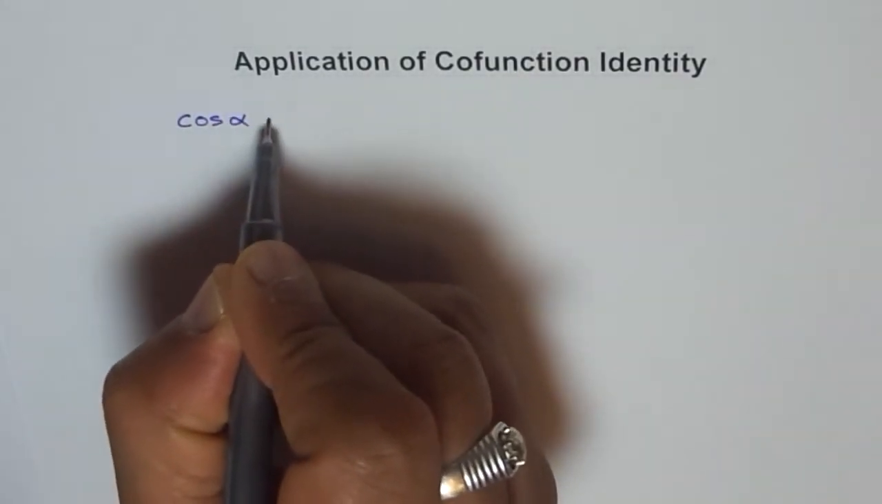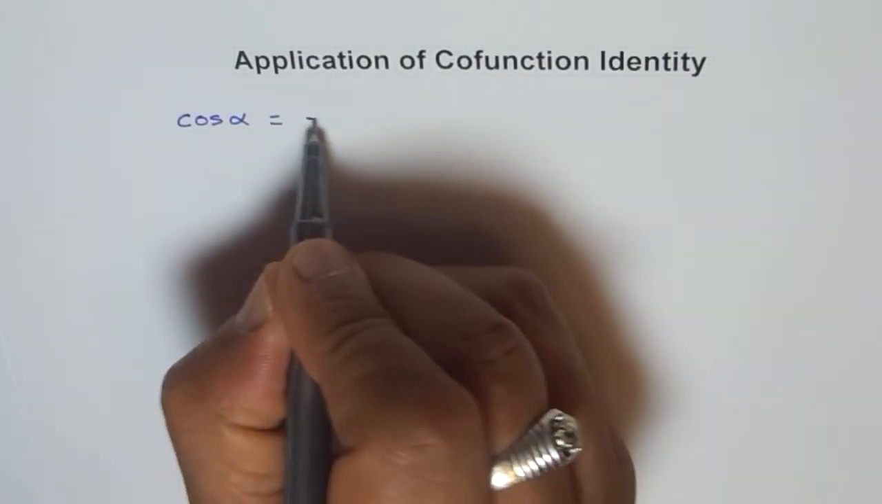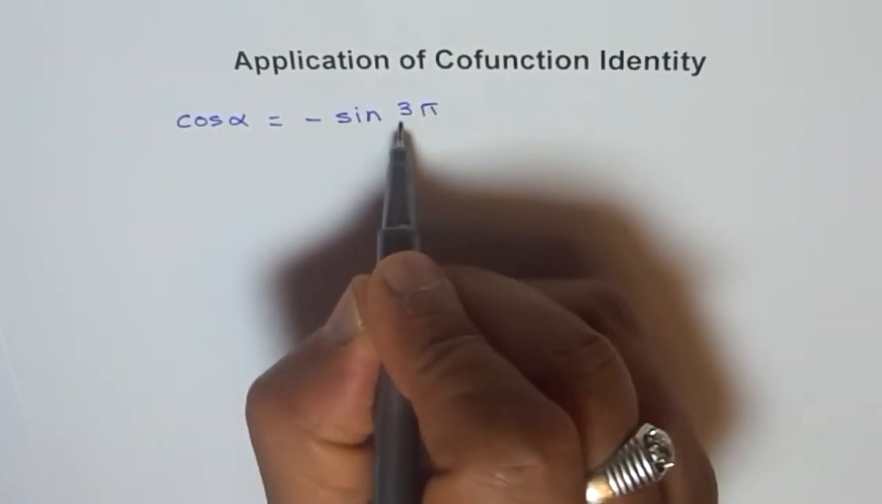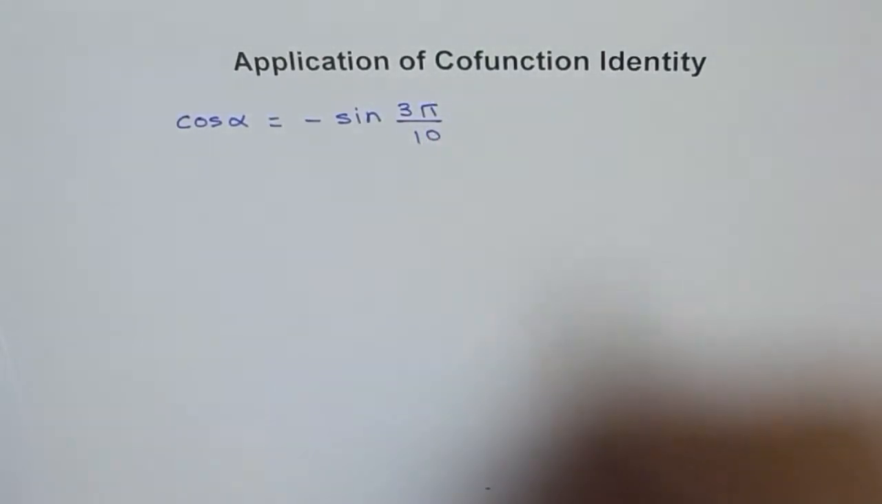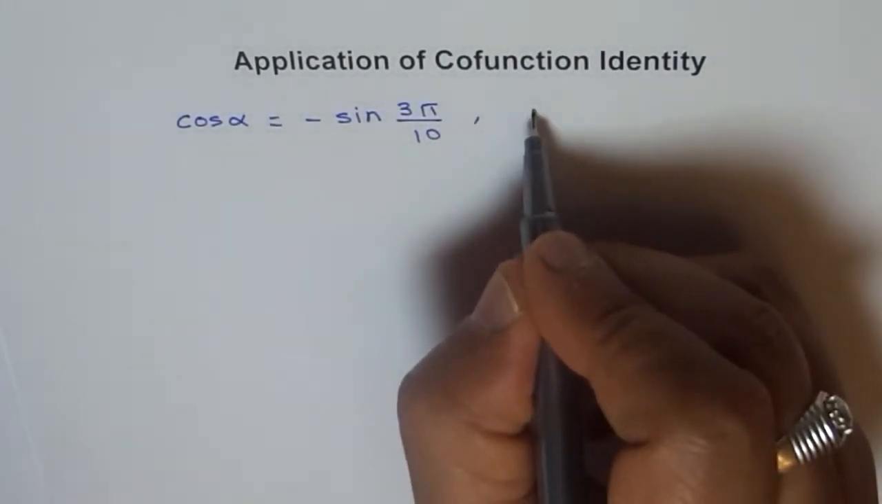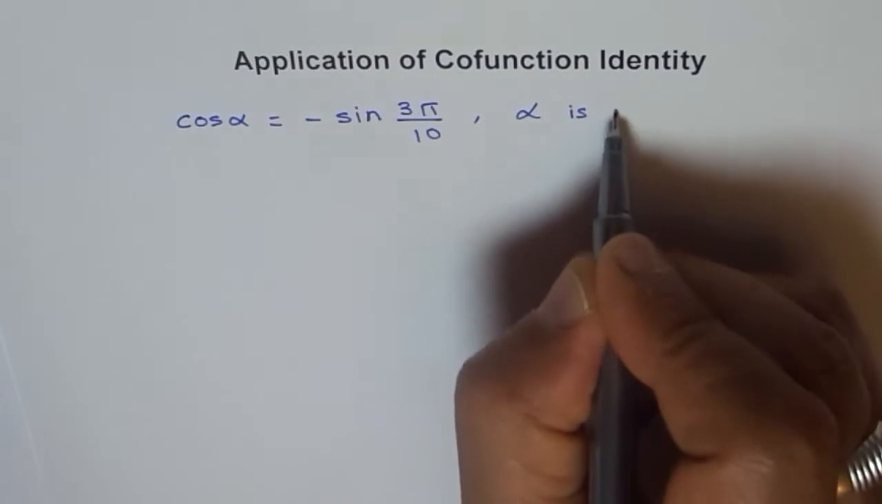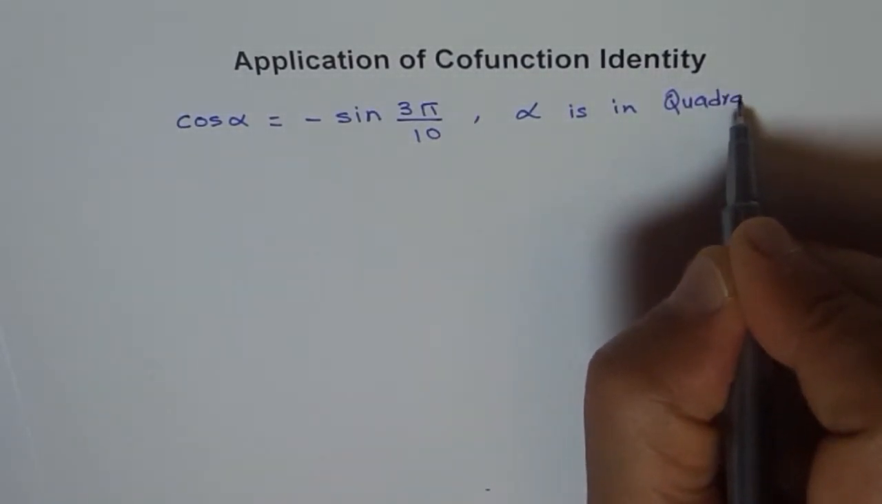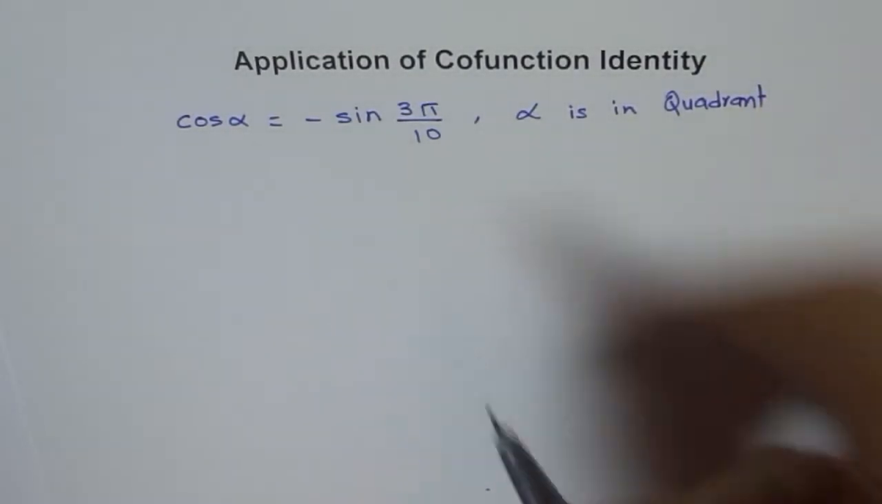Here is an application of cofunction identity. The problem is like this. Given that cos of alpha is equal to minus sine 3 pi by 10, and where alpha is in quadrant, the value is negative, so it could be in quadrant 2 or 3.